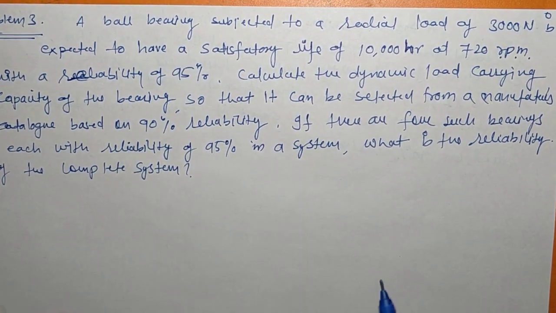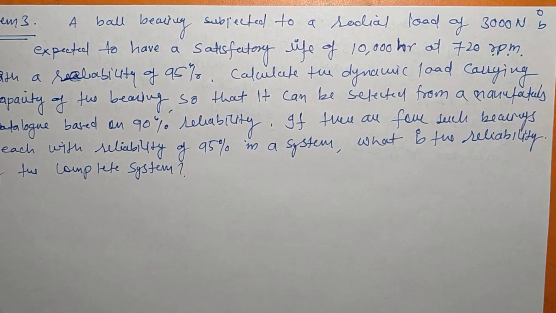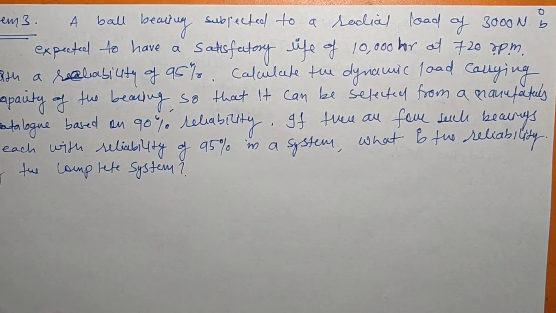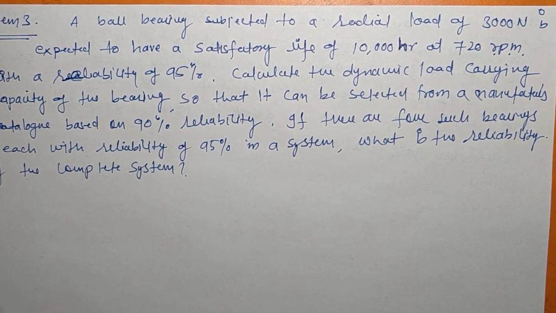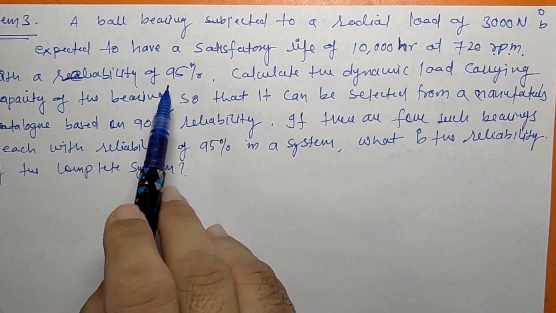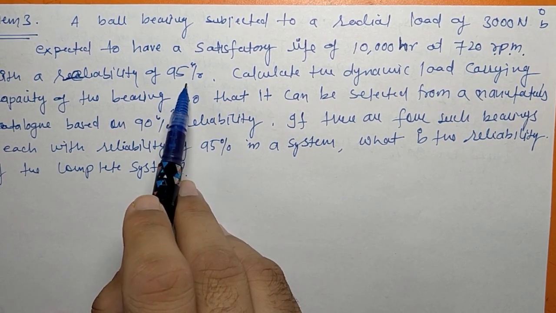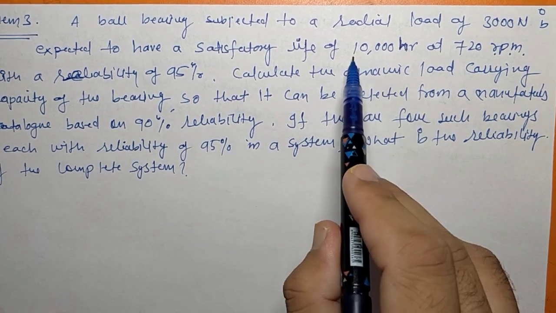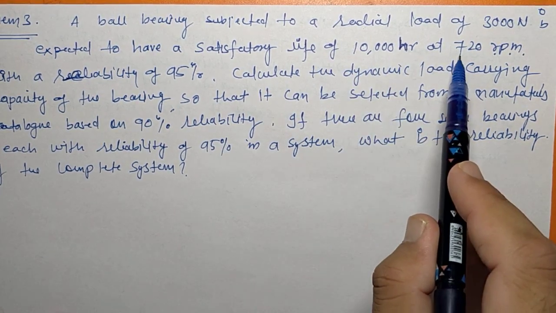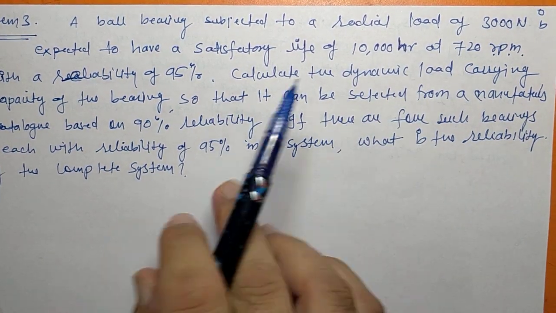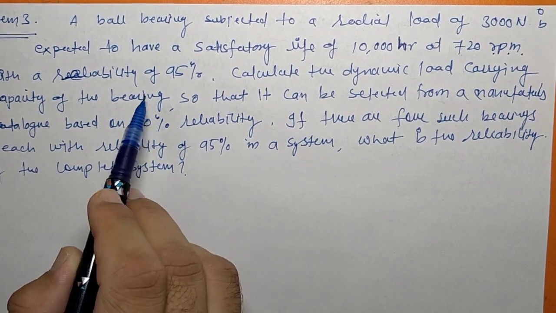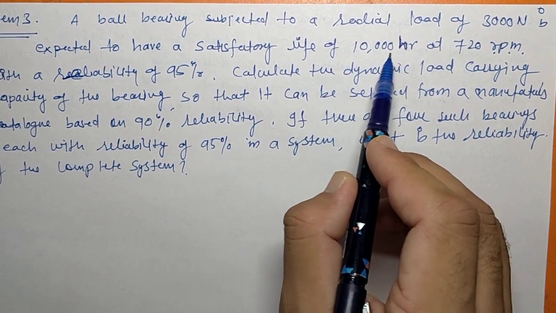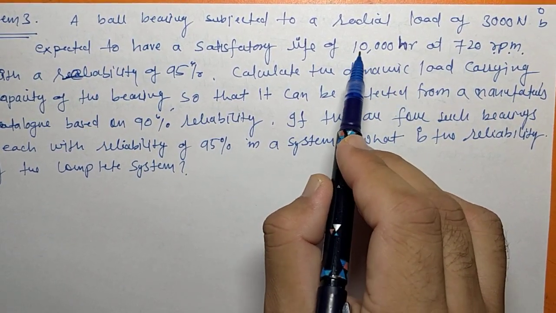L10 life, or in some books you may find L90 life, means 90% of the bearings survive or are safe during that particular number of revolutions. So here 95% means 5% of bearings are failing during 10,000 hours rotating at 720 rpm. So they are talking about L95 life. L95 life is given in hours, so we can convert this L95 life into million revolutions.